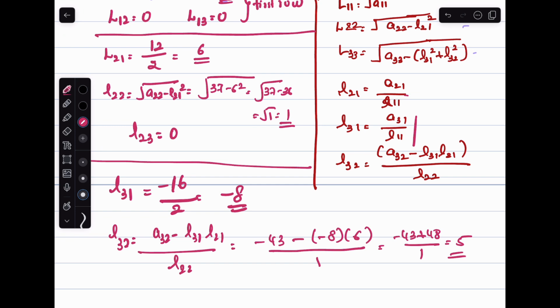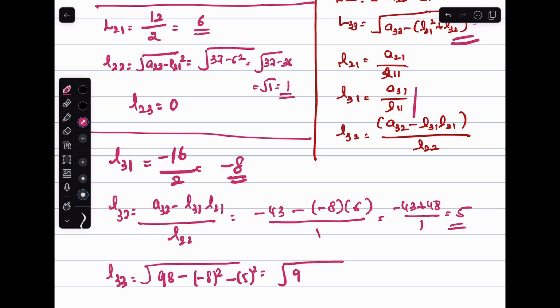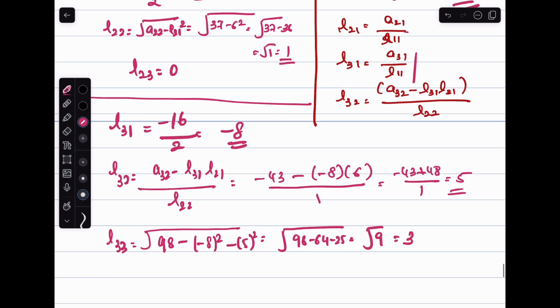Now the last element we have to find is L33, right? So for L33, directly substitution. I am not writing the formula again. So A33 is 98 minus L31, which is minus 8 square, minus 5 square. So I will get 98 minus 64 minus 25, which is root 9, equal to 3.